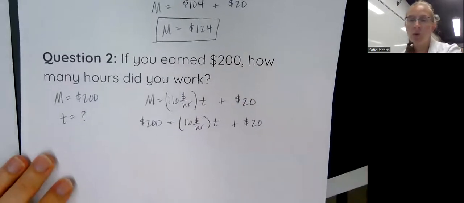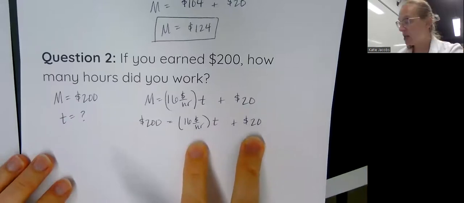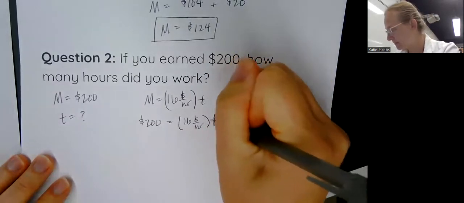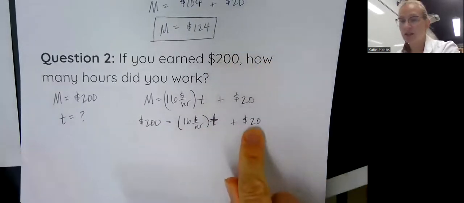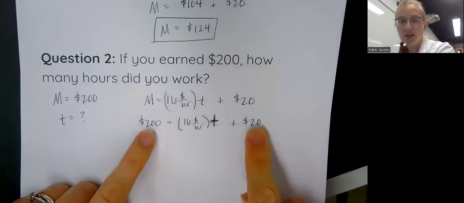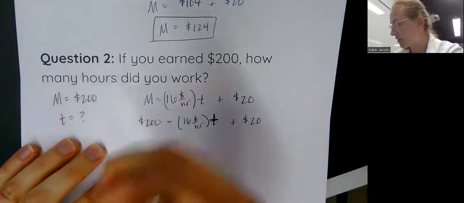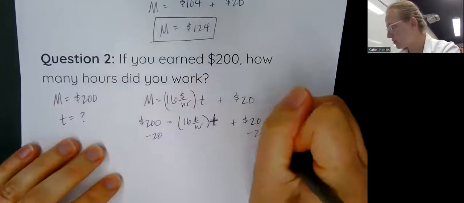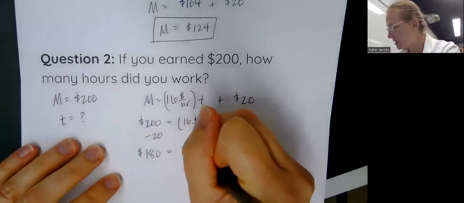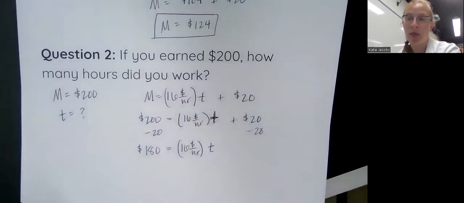Okay. It's important to note that these two terms on the right-hand side of the equation are not like terms. This term has the unknown variable in it, T. That's what I'm going to solve for. This here has no unknown variable. It's $20. So these two terms, the $200 and the $20, those are my like terms. Those are the terms that need to be combined first. So I'm going to subtract 20 from both sides of the equation. I get 180 on the left-hand side, and I still have $16 per hour times time on the right-hand side.